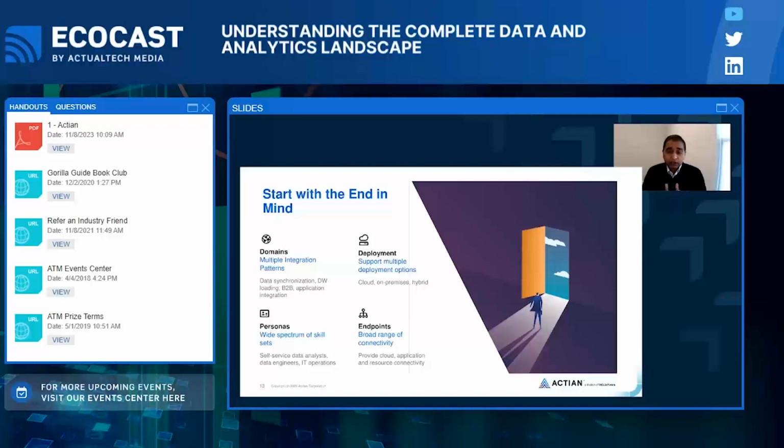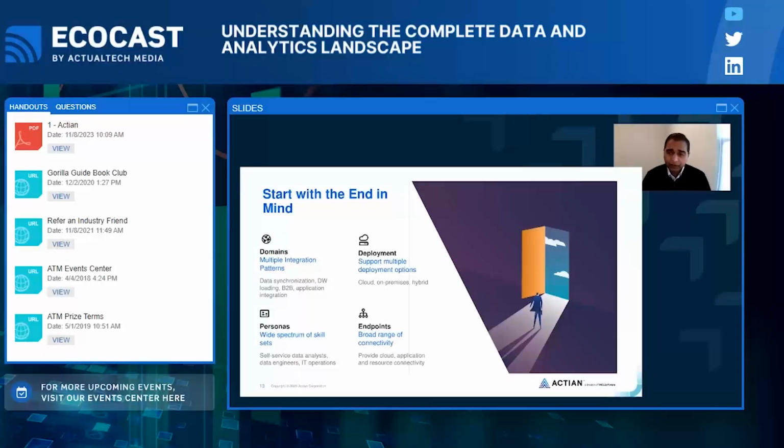Now, as you look to enforce or build data monetization strategies for your company, my recommendation is to start with the end in mind. Look at the domains that you're dealing with. What are the integration patterns to keep in mind? What are the data loading constraints? What businesses are you serving? And what integration needs to happen to build the right applications that serve your partners?